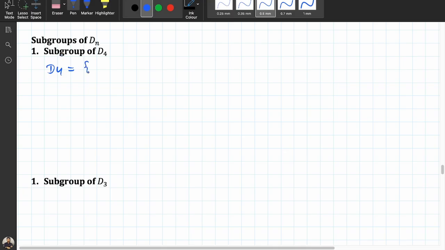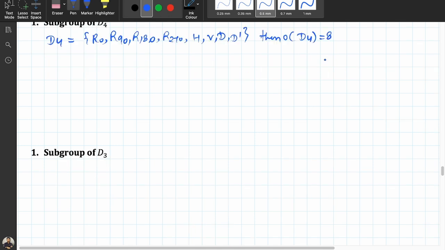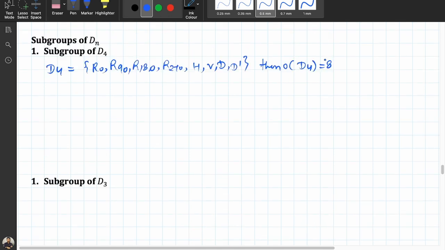R0, R90, R180, R270, H horizontal, vertical, diagonal, and anti-diagonal. Then the order of D4 is equal to 8, 2n. Then by Lagrange's theorem, we can find the possible orders of subgroups.